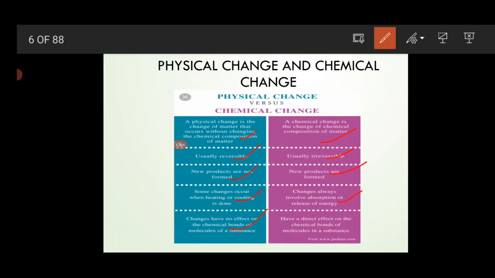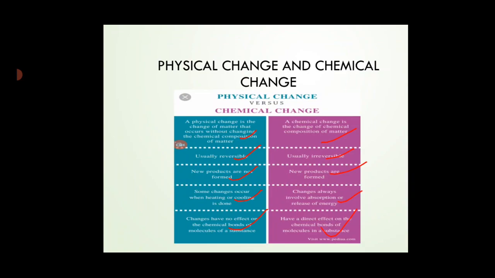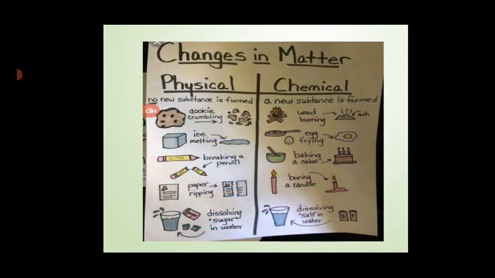Similarly, physical changes have no effect on the chemical bonds of molecules of a substance, means whatever their original behavior, that is not going to change after the physical change. But in chemical change, it shows a direct effect on the chemical bonds of molecules in a substance. Let's just understand physical change and chemical change more clearly with some examples.